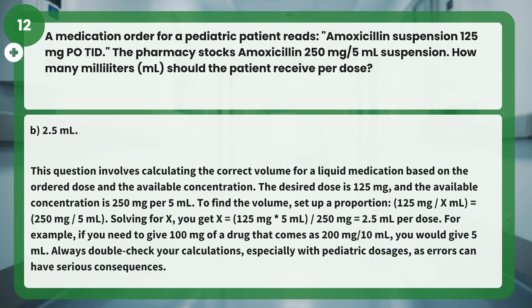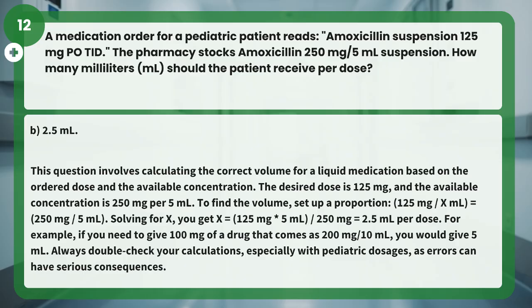Answer B. 2.5 mL. This question involves calculating the correct volume for a liquid medication based on the ordered dose and the available concentration. The desired dose is 125 milligrams, and the available concentration is 250 milligrams per 5 milliliters. To find the volume, set up a proportion: 125 mg / x mL equals 250 mg / 5 milliliters. Solving for x, you get x equals 125 mg times 5 milliliters divided by 250 milligrams, which equals 2.5 mL per dose.